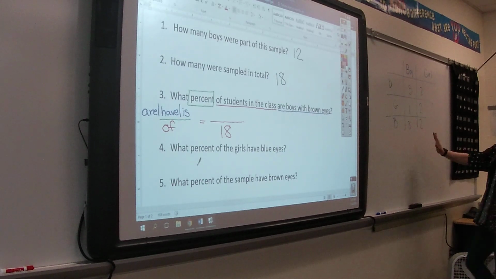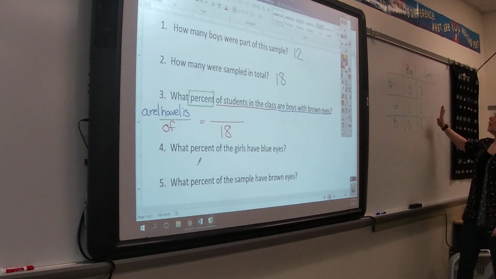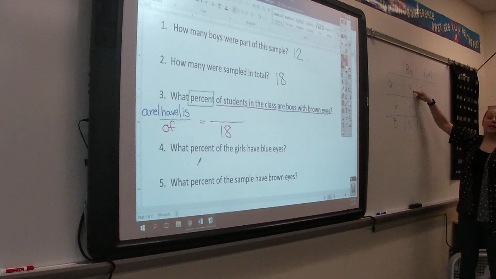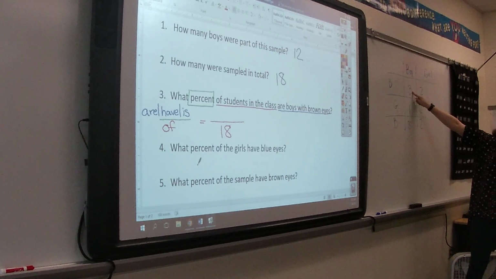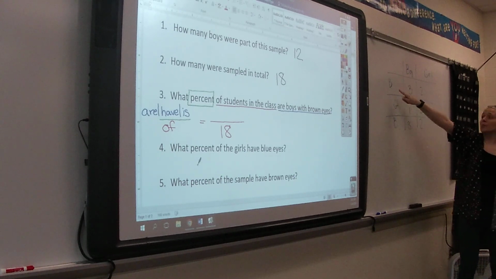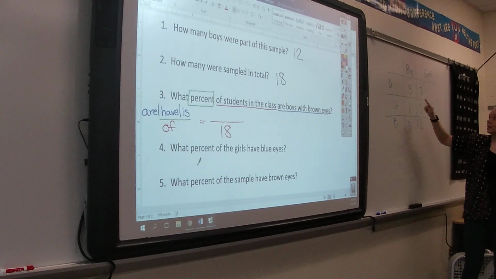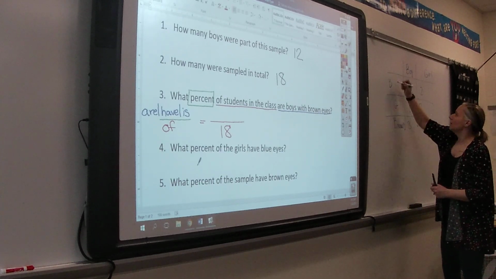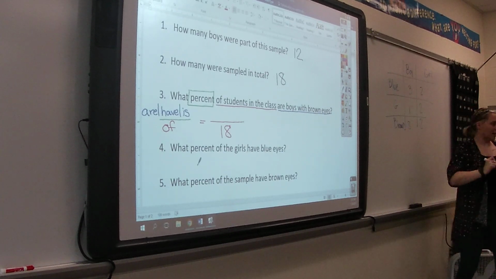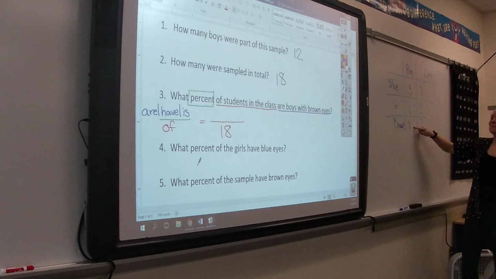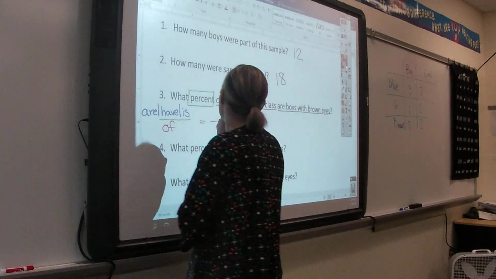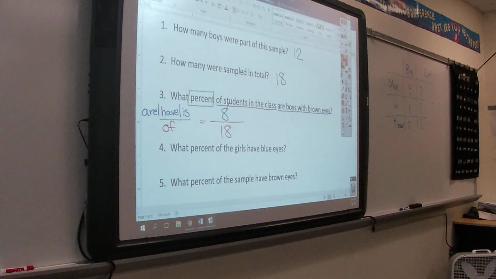So if we look over here at our table, how many boys had brown eyes? 3. Right? Because we don't want all the boys. We only want boys with brown eyes. That's blue up there. Brown is, gosh, 8. I've used terrible abbreviations, didn't I? Yeah. Better. Thanks, guys. 8. Sorry. Boys with brown eyes. 8. Good call. Thanks. 8. So that's our number that's going on the top.